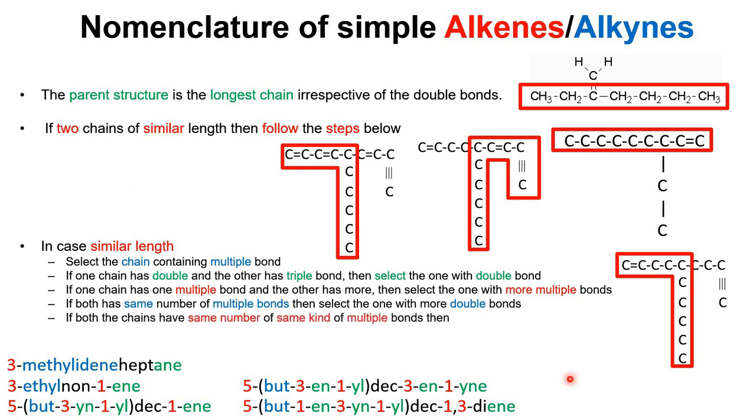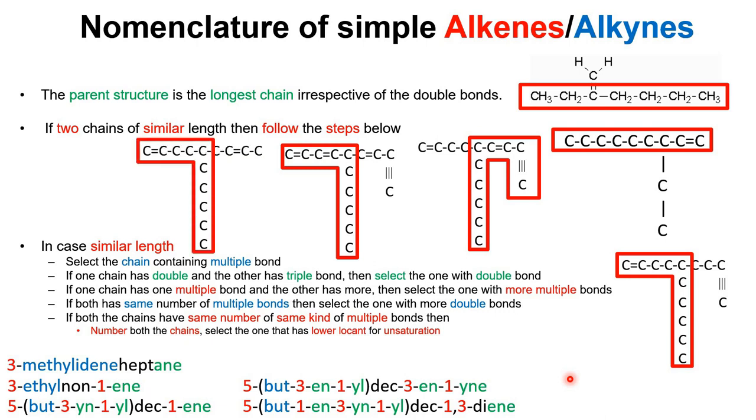If both the chains have the same number of the same kind of multiple bonds, then number both the chains and select the one that has the lower locant for unsaturation. For example, in this case, you will have to select this chain because if you number this chain, 1, 2, 3, etc., the double bond position will come at position number 1, while in this chain, the position of the double bond will be at carbon number 2. So you will have to select this chain.